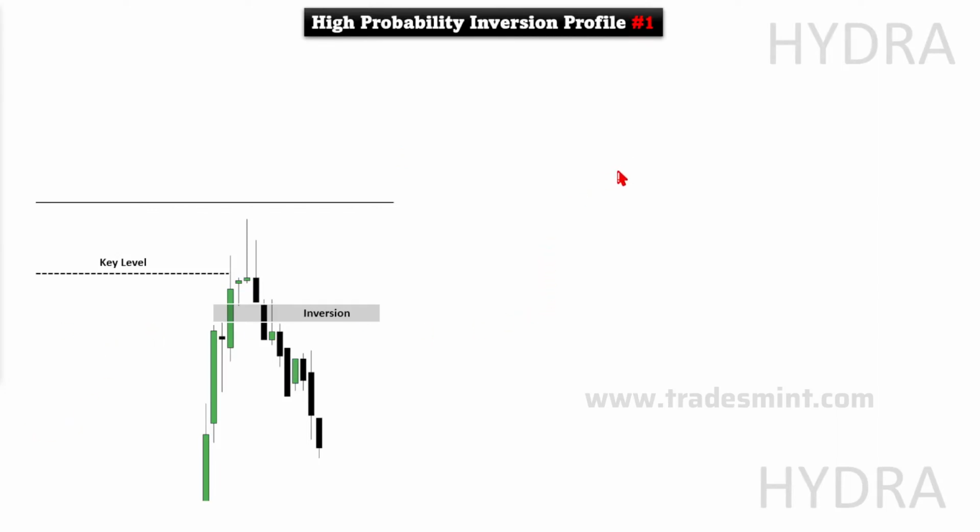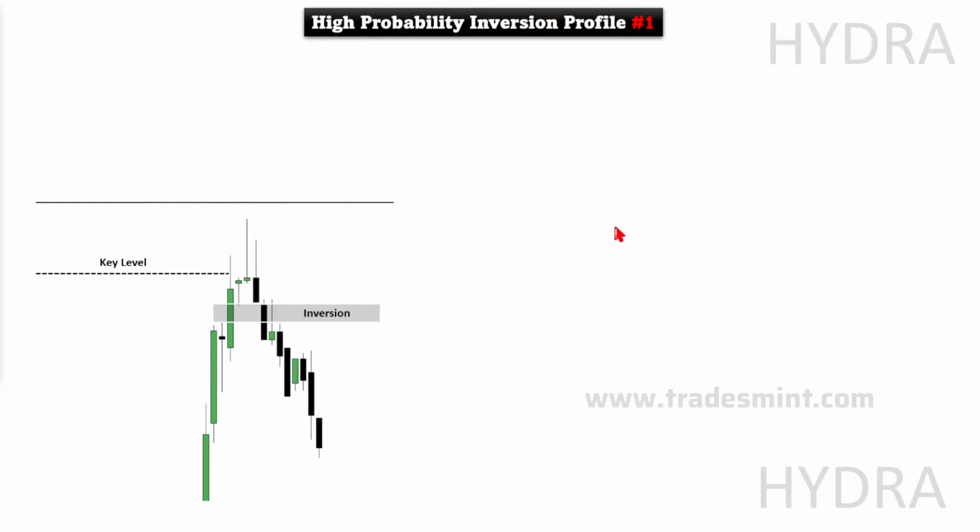Okay, I'm back, folks. So our high probability inversion profile, we'll be talking about 2 inversion profiles today, and the next inversion profiles that I'll be sharing will come with day 3 because it's specifically related with turtle soup. Okay, folks, so let's look at the inversion profiles.